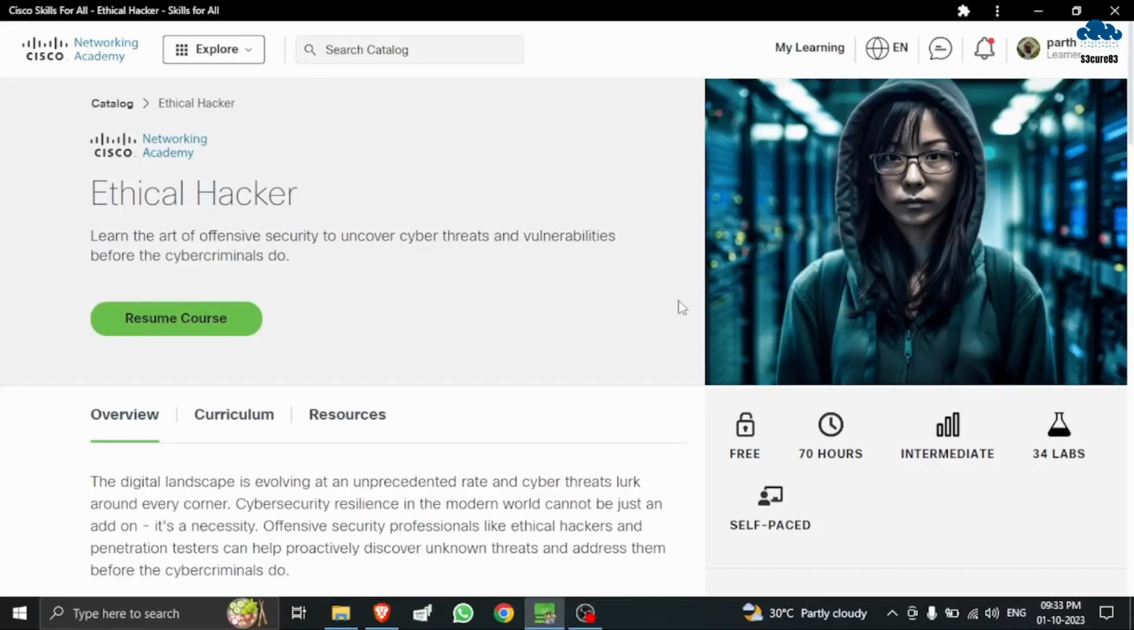In a world where cybersecurity is paramount, Cisco presents a unique opportunity to become an ethical hacker with our free comprehensive course. Welcome to Cisco's Ethical Hacking and Penetration Testing course. Let's take a closer look at what you will learn. This course is divided into 10 modules, each designed to equip you with the skills necessary to protect against cyber threats.